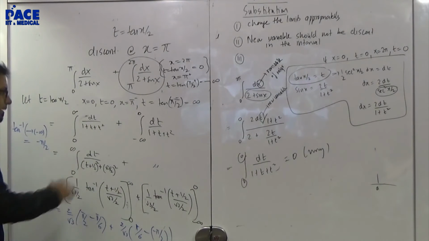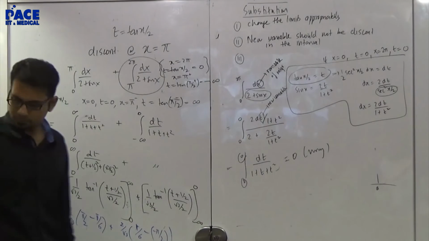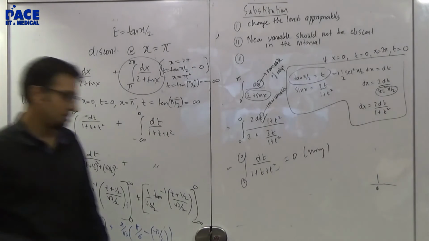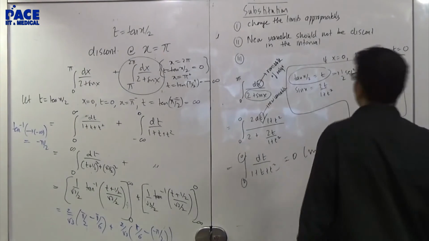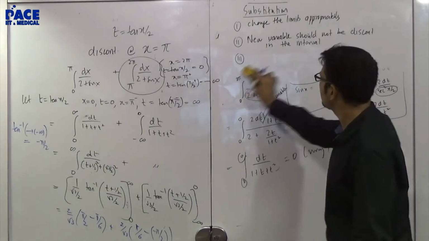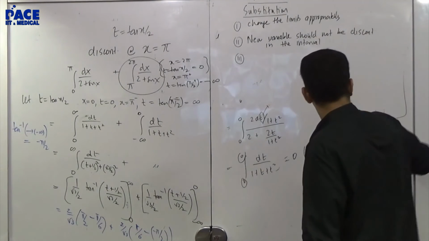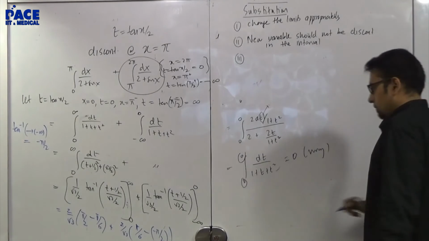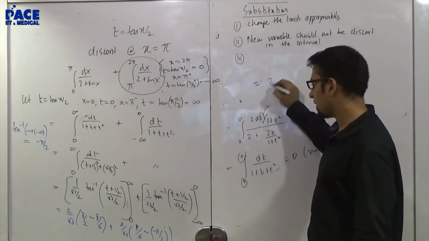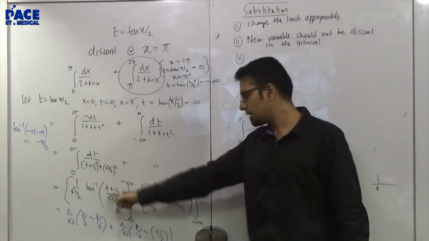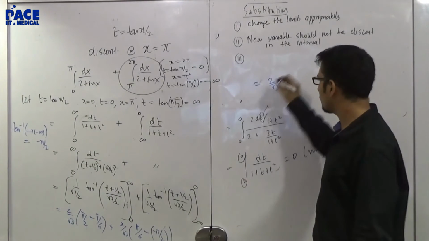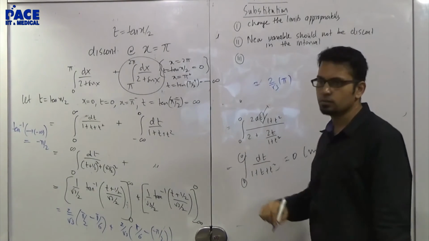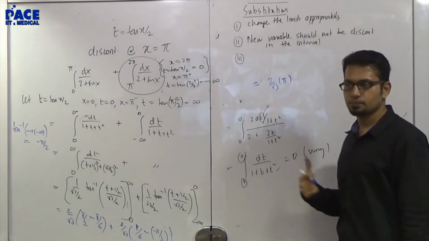So I think इसमें हम ऐसा लिख सकते हैं. Just write this part. The answer is what? 2 by root 3. I think the pi by 6 gets cancelled. The answer comes out to be 2 by root 3 pi. Okay, so this is the answer.